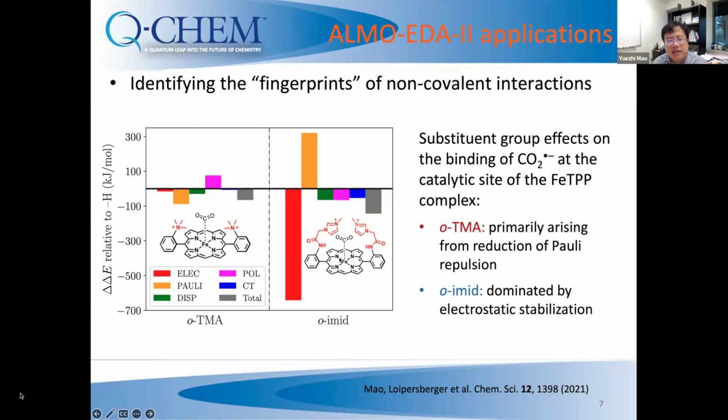But they actually arise from different physical origins. So for this TMA, trimethylamino group, this mostly comes from the reduction of Pauli repulsion, while for this one, it mostly comes from the favorable enhancement of electrostatics.